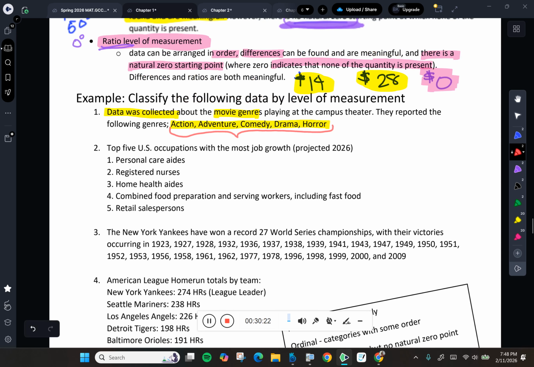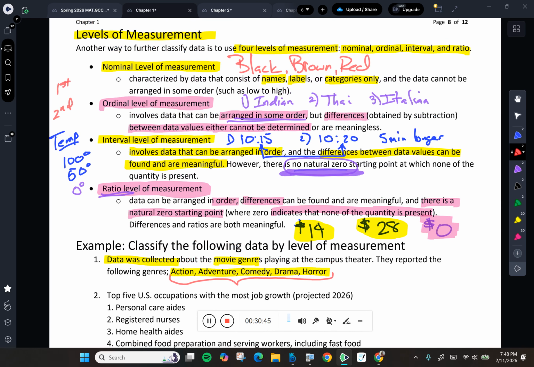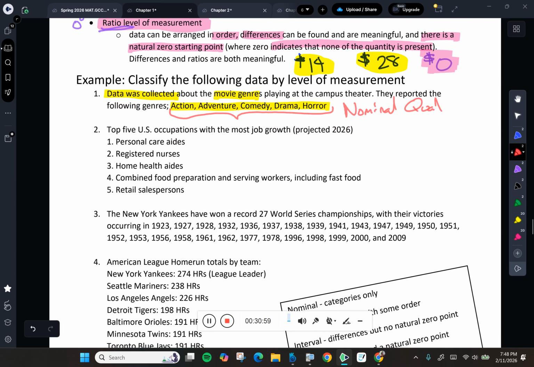Currently it looks like they're in alphabetical order, but other than that, I can't order them. Is action better than adventure? Is adventure better than drama? Is drama better than, I can't order them. So that data is categorical data. It's qualitative data, and I can't order it. So that's going to be the lowest level of measurement, or nominal data. You could even go further and say this is nominal qualitative data.